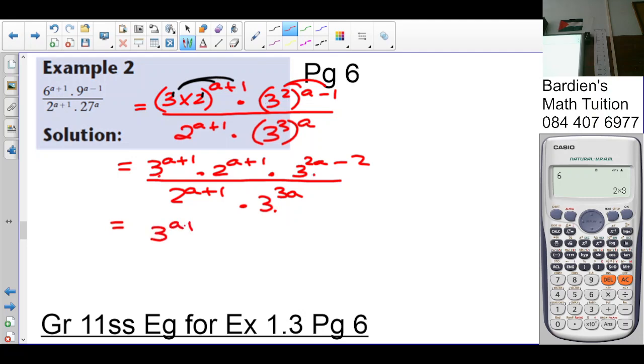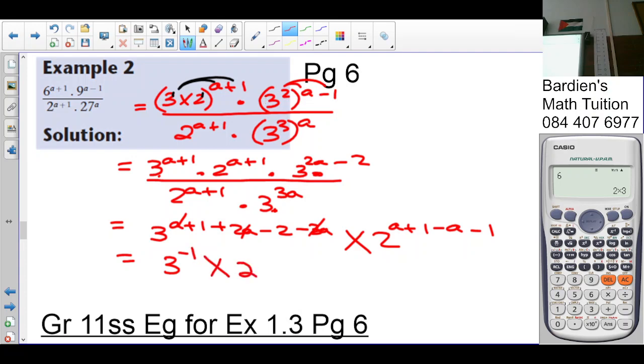So it's 3 to the a plus 1. We're going to add this here. So it's going to be plus 2a minus 2. And then minus 3, and 2 to the a plus 1 we subtract, minus a, minus 1. That will be 3 to the: a plus 2a minus 3a cancel. So 1 minus 2 is negative 1. The minus a cancels, and 1 minus 1 cancels.